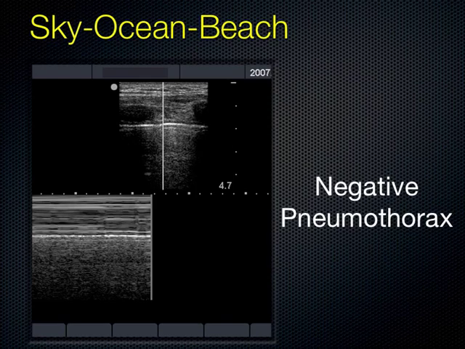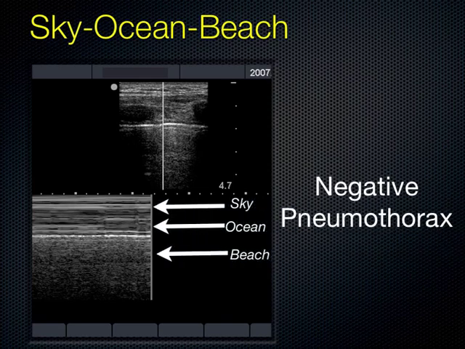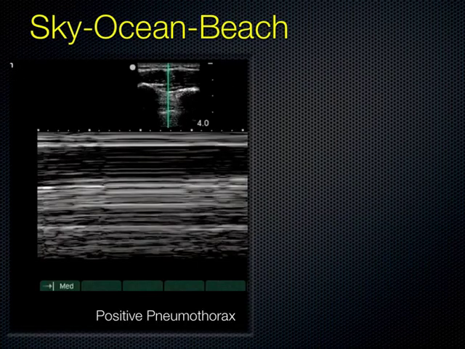And by contrast, we have an upper picture where you can appreciate an A line, which tells you it could be pneumothorax, could be normal, but then when you put an M mode through it, you have no beach. And this is a pneumothorax. It looks like a barcode. So this is what we're looking for.